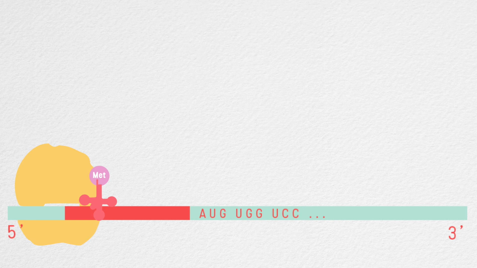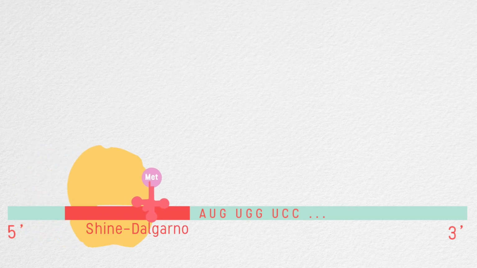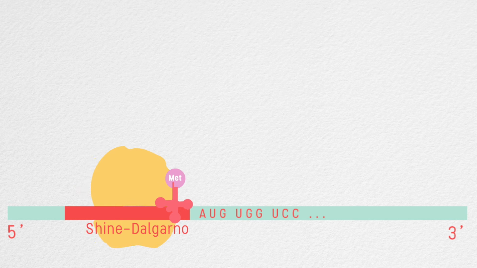However, in bacteria, the situation is a little different. The small ribosomal subunit doesn't start at the 5' end of the mRNA and travel toward the 3' end. Instead, it attaches directly to certain sequences called the Shine-Dalgarno sequence in the mRNA. These sequences come just before start codons and point them out to the ribosomal subunit.